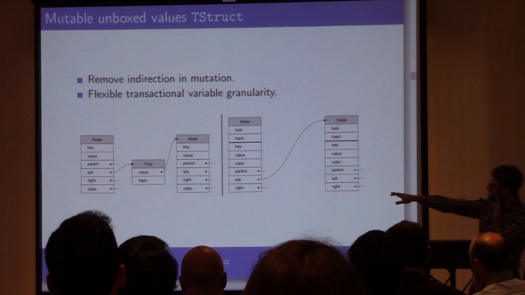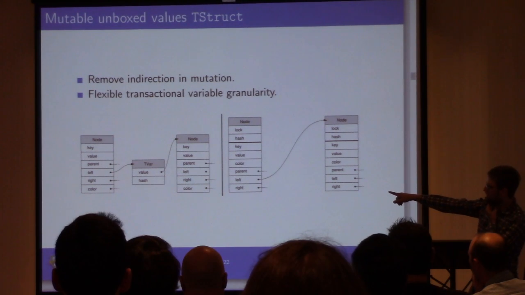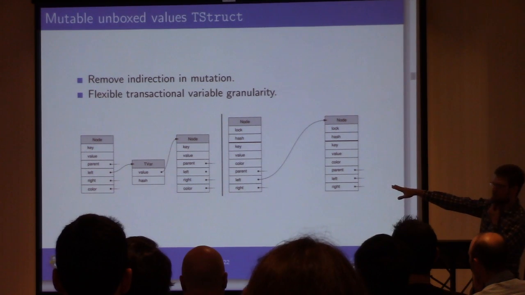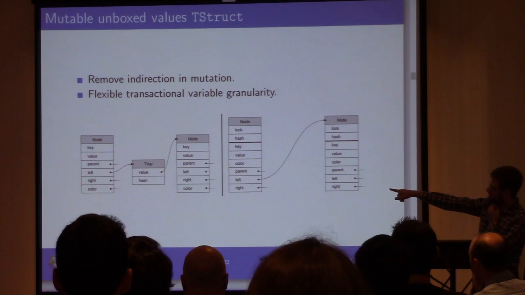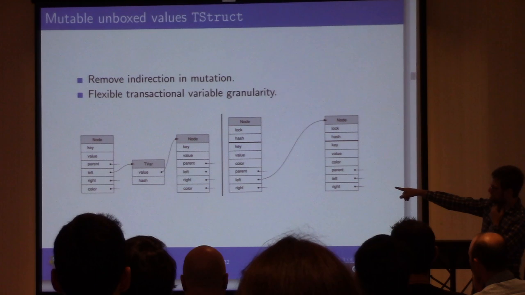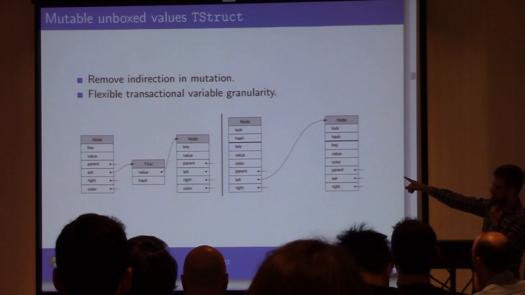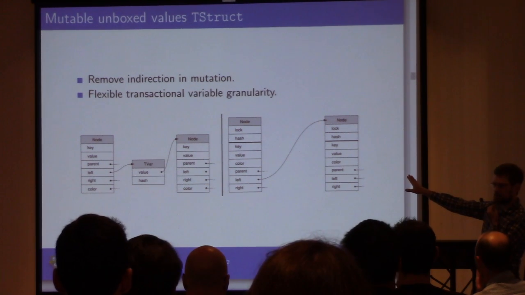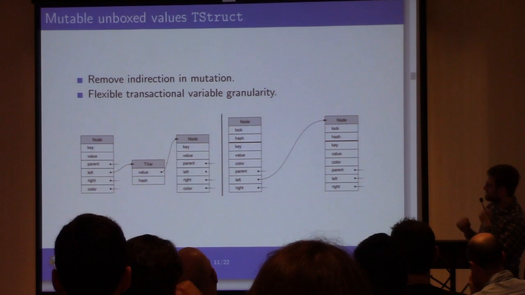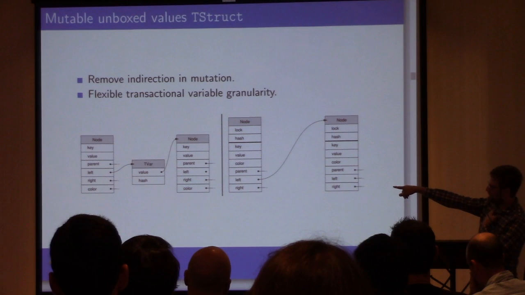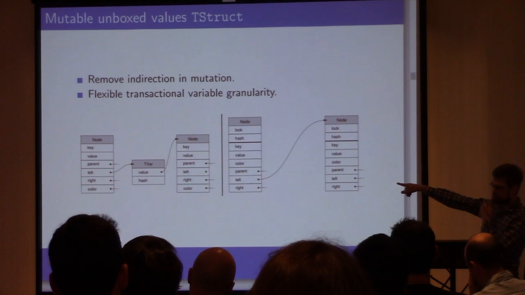We have this picture here. So normally, if this is an example of a red-black tree node, each pointer in the node is going to point to a transactional variable, and then that variable is going to point to the heap object that it's pointing to. And the mutation is only going to happen inside the TVAR.